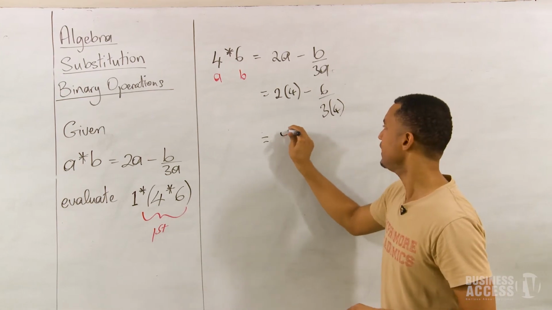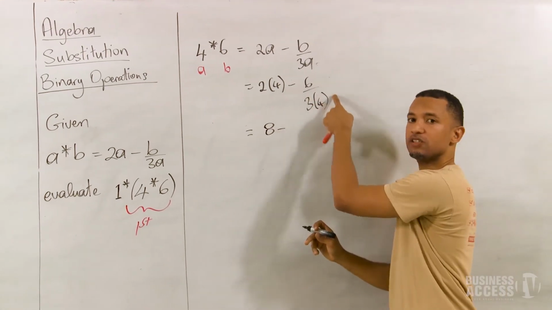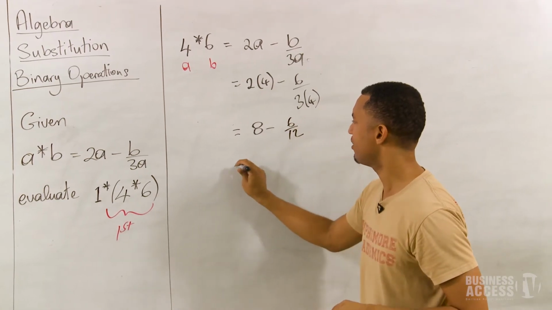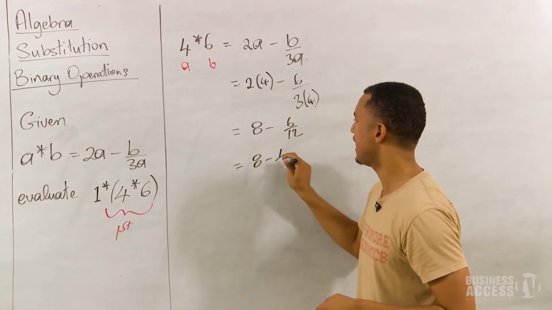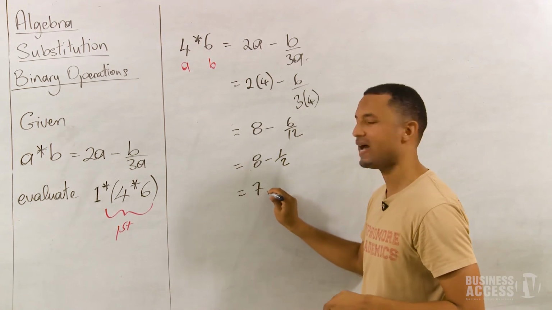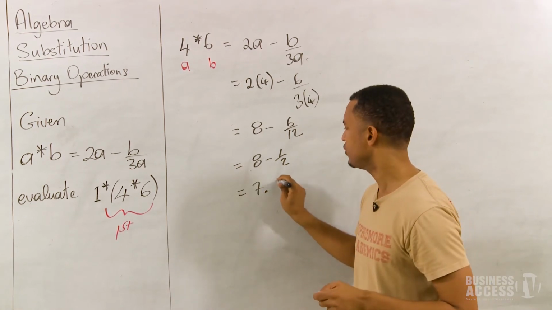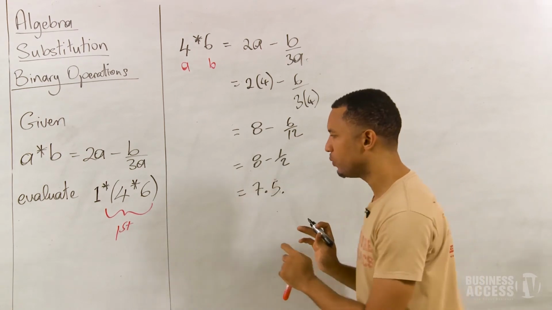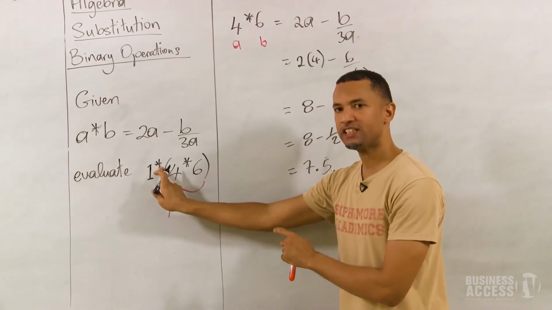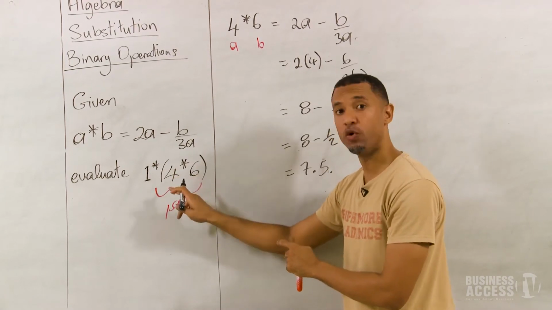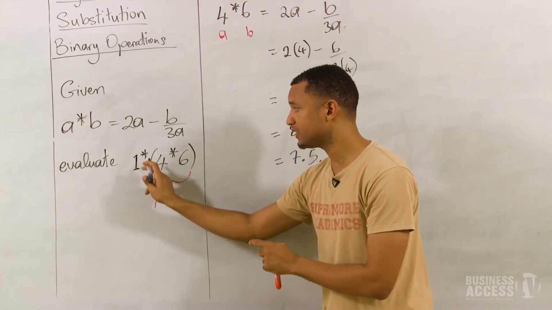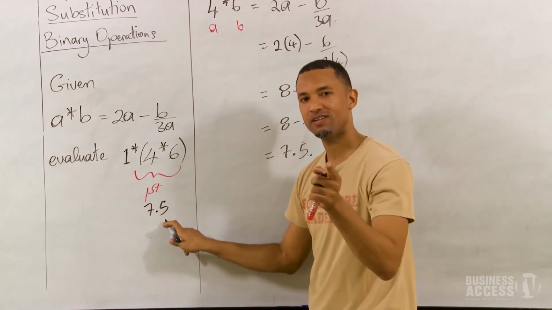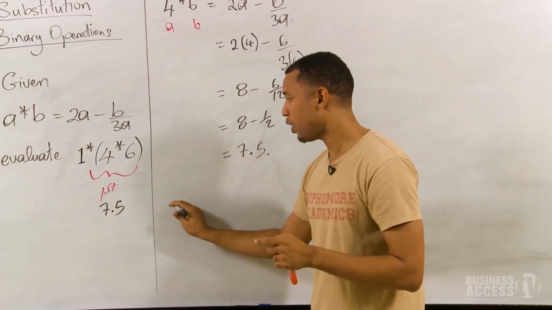2 4s, 8, minus 6 over 12. Guys, what's 6 over 12? That's a half. So it's 8 minus a half, which is 7.5. I can just write that as 7.5. So ladies and gents, look what we have here now. 1 asterisk bracket 4 asterisk 6 is actually 1 asterisk 7.5. So now that is what we're going to work out.